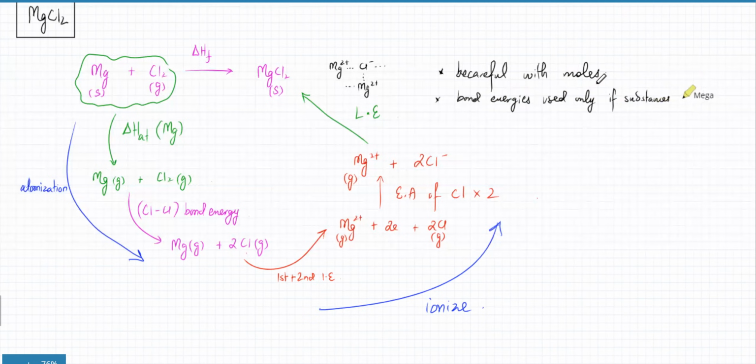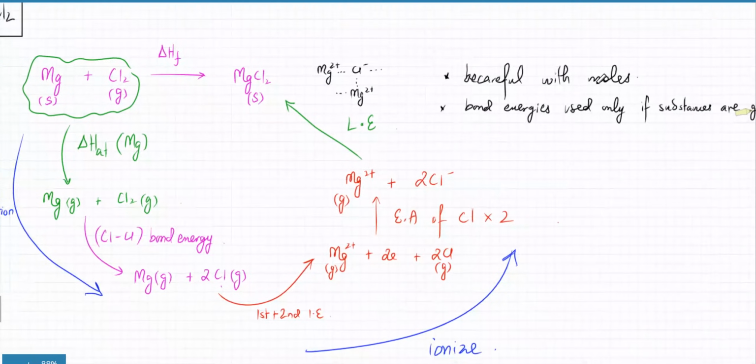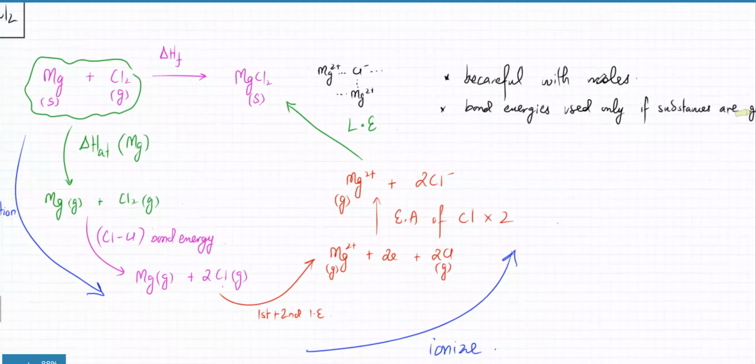Remember, bond energy would be used if substances are gaseous. But if they had done it for iodine, MgI2, then here you can't use bond energy for I2, ठीक है, because I2's state is, the element is solid. Is this clear? Yes, sir.